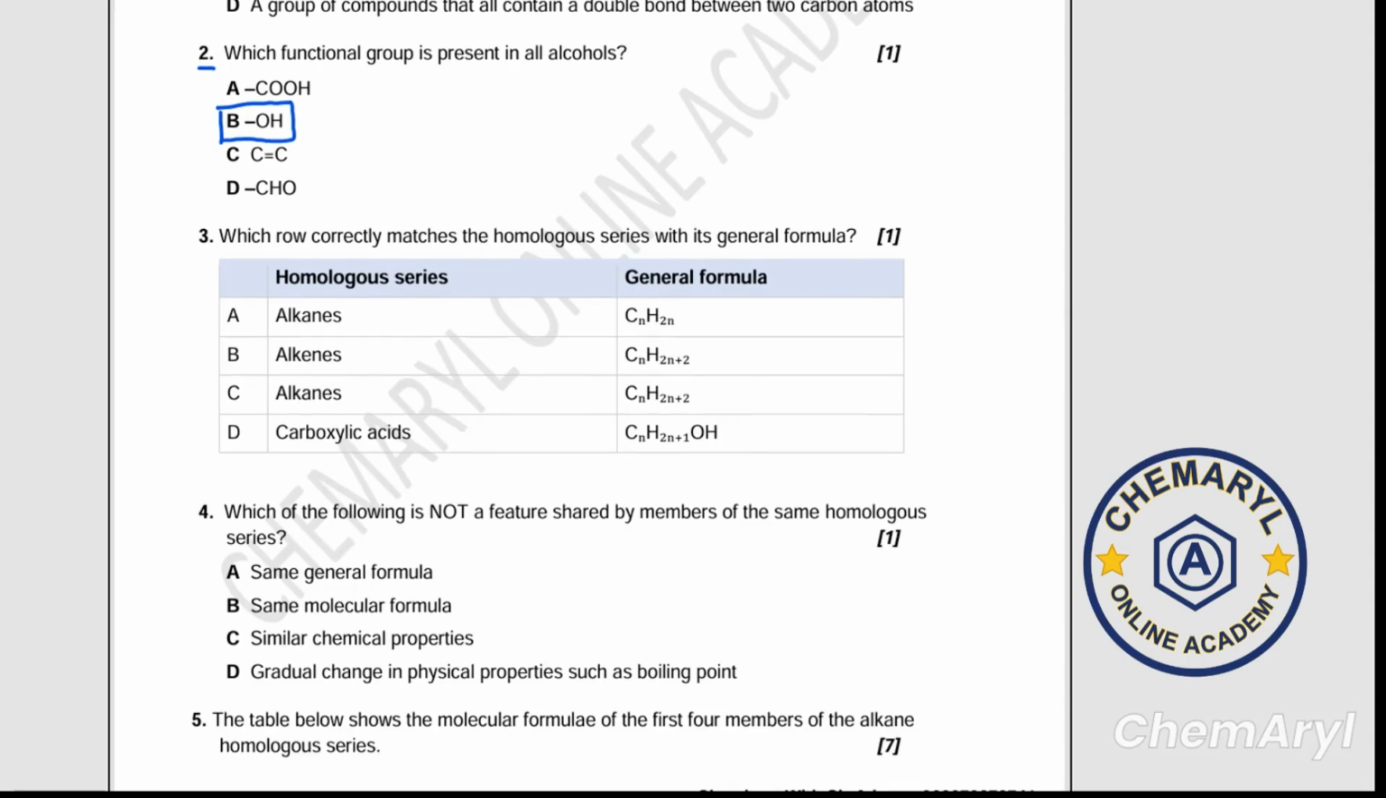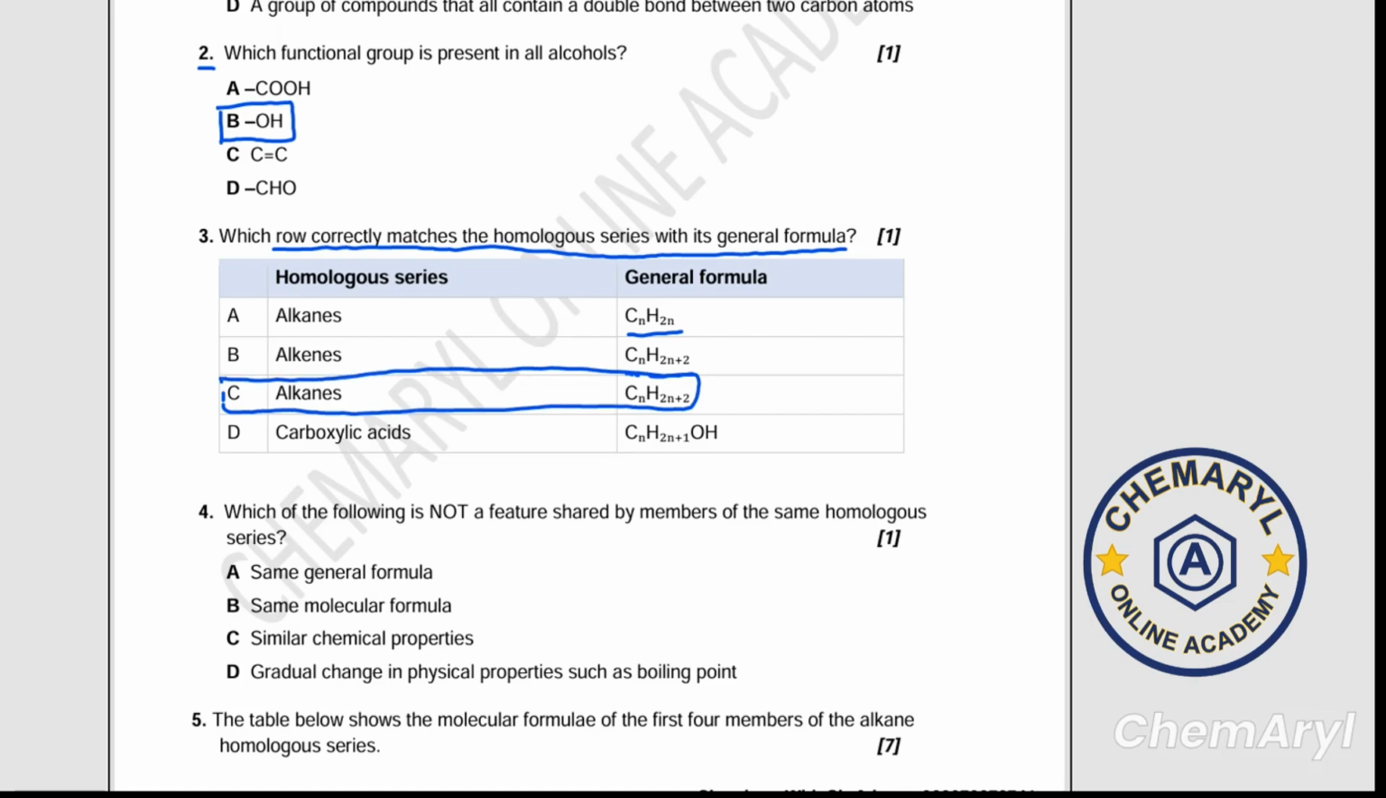Next, question number 3. Which row correctly matches the homologous series with its general formula? Alkane general formula CnH2n, alkene general formula CnH2n+2, alkane general formula CnH2n+2, and carboxylic acid general formula CnH2n+1COOH. The correct general formula is C. Alkane has the general formula CnH2n+2.